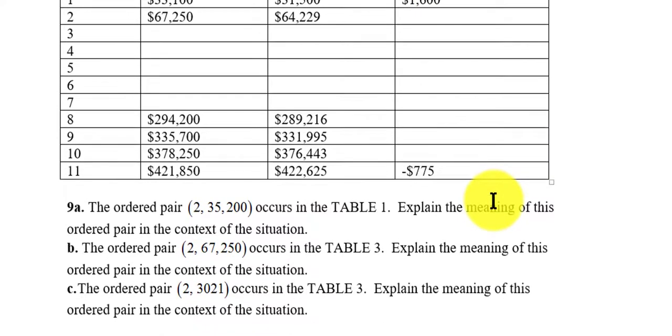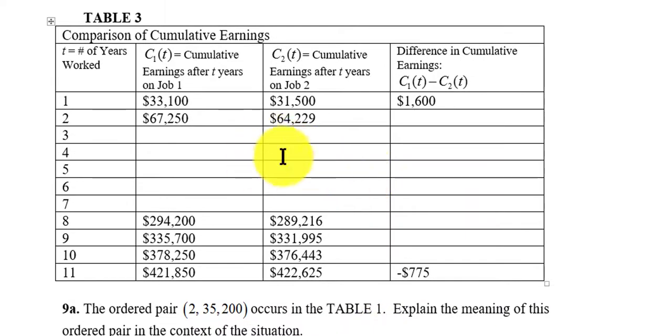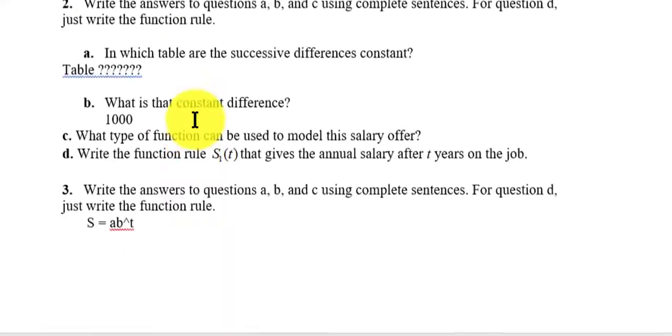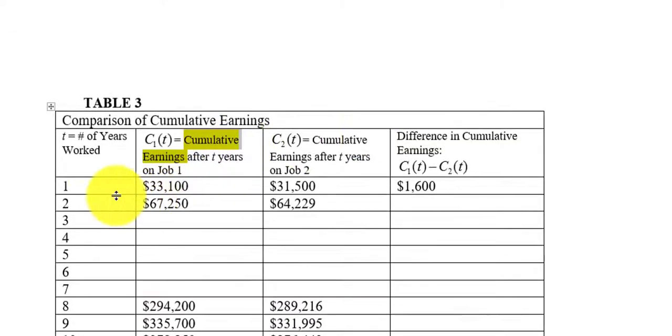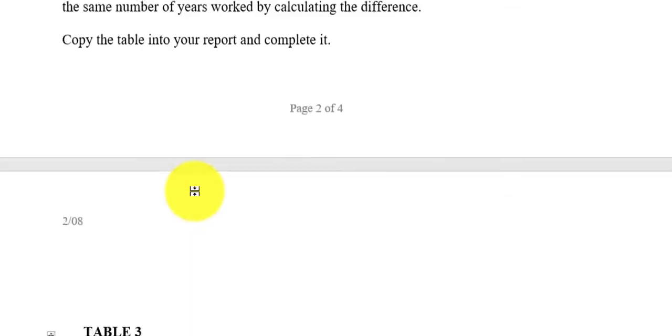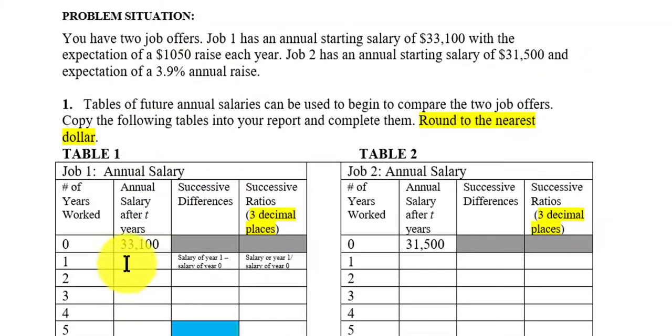One of the other problems on this lab that seems to cause students trouble, how to fill in this table, table 3, cumulative earnings, right? That just means if you worked 1 year, if your initial salary was $31,000 or $33,000, well, after 1 year, your cumulative earnings would be just the $33,000, okay? Now, if the next year you earned, say, $33,000 plus the $1,000 raise, right? So call it $34,150. You would add these two numbers together, right?